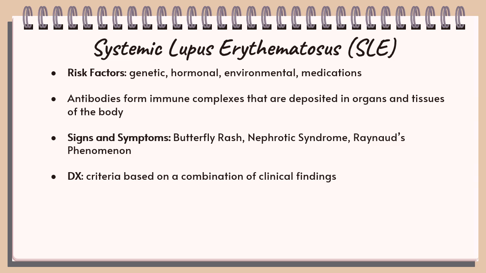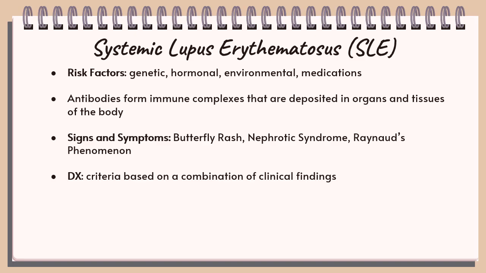They could have nephrotic syndrome, which is issues with their kidneys, and Raynaud's phenomenon, which is where their hands and fingers will turn very, very white. They'll be numb. They'll have no feeling in it. It'll be painful. And typically this happens when their hands get cold. The diagnosis of lupus is often missed, unfortunately, but the criteria is based on a combination of clinical findings.